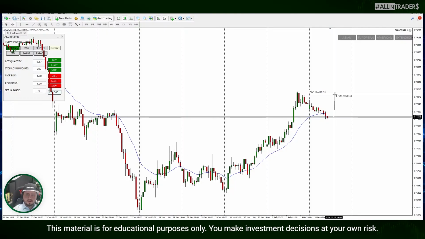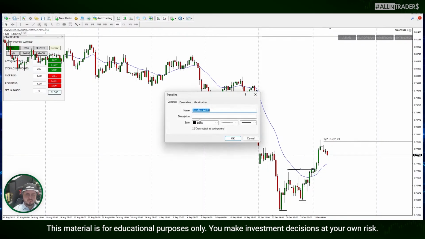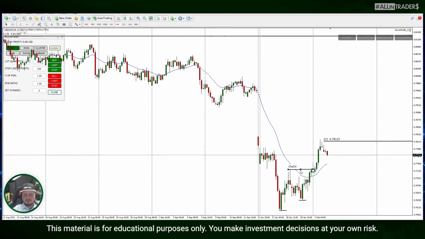We got target here. So basically, first thing what we need to look for is the market structure, okay? Market structure changed. We got swing low right here. We got swing high in this place. Then we got swing low, and over here we got break of structure and change of character, okay? Here we got change of character. In this place, something changed. And now from now on, we are in bullish market structure.